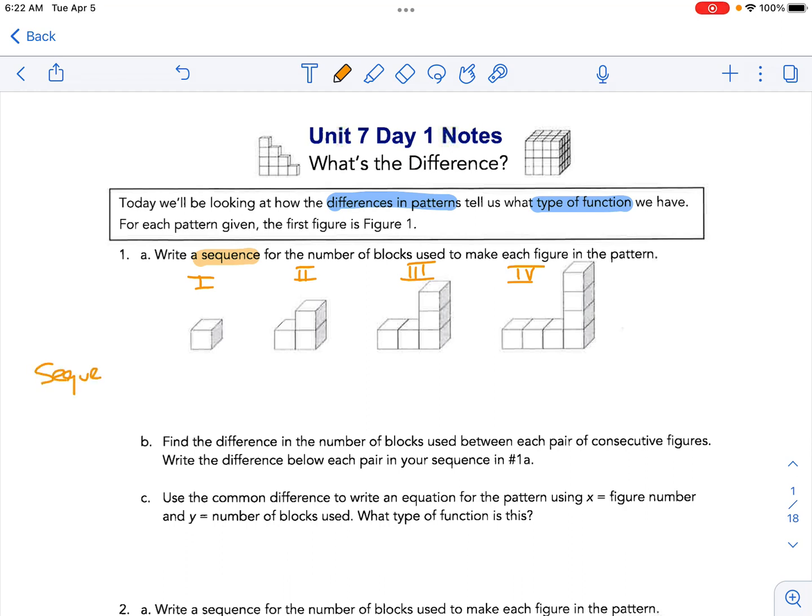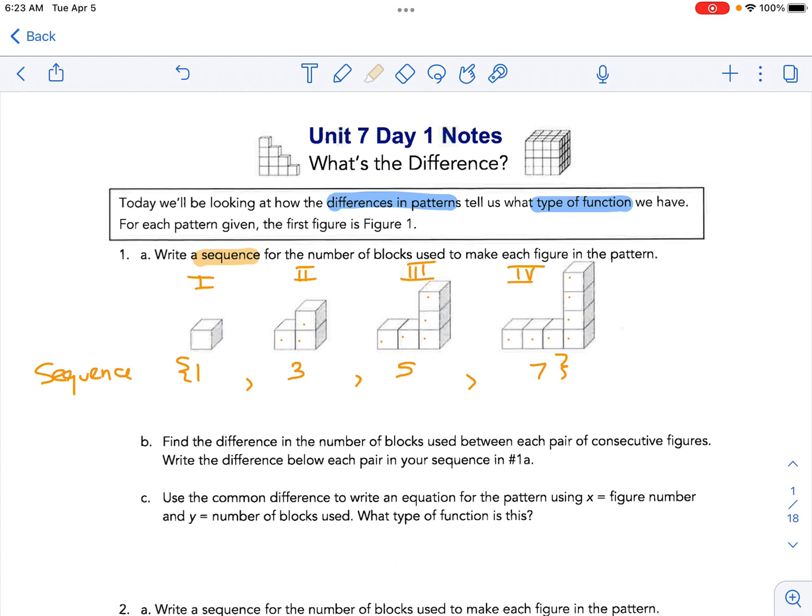And then we're going to literally count the blocks. So we've got 1 block here, and then 1, 2, 3 blocks here, 1, 2, 3, 4, 5 blocks here, 1, 2, 3, 4, 5, 6, 7 blocks here. So a sequence is taking those numbers that we found, separating them by commas and putting them in a set of brackets. So the sequence for this pattern of blocks is 1, 3, 5, 7. And then it goes on.